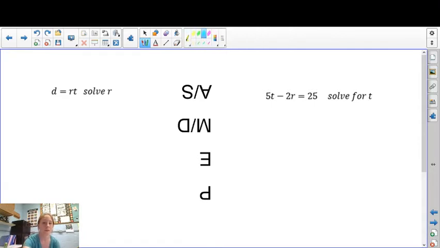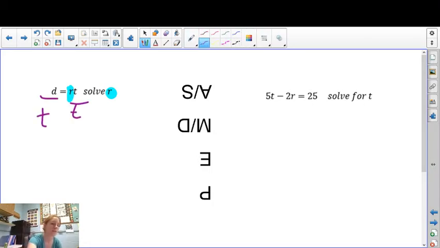Alrighty, let's go ahead and start by looking at what we're looking for. We're looking for R. Right now, R is being multiplied by T. Well, that's pretty simple. If they're just stuck together, that's multiplication. And we know we undo multiplication with division. And what I do to one side, I have to do to the other. So R is simply equal to D over T.